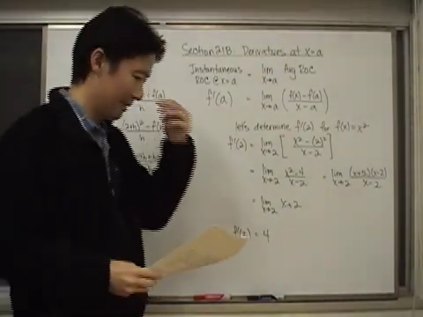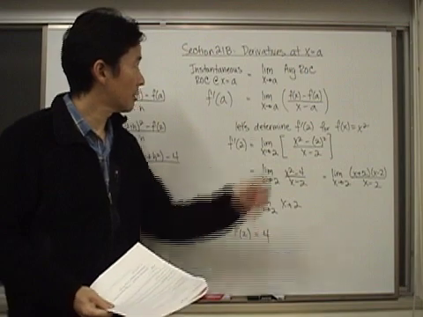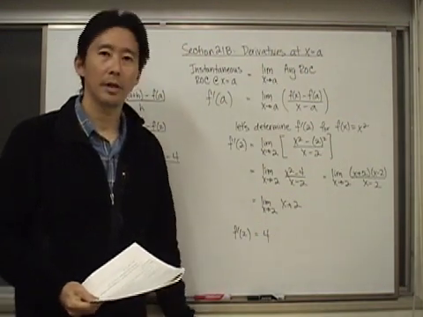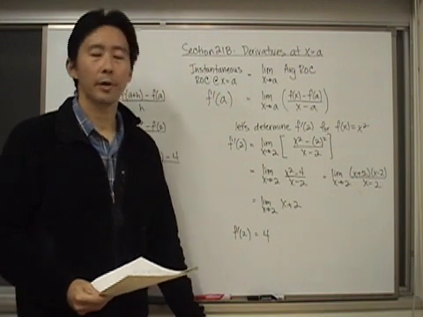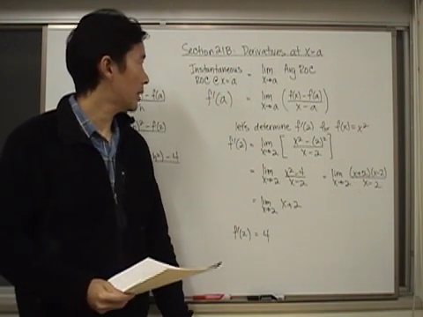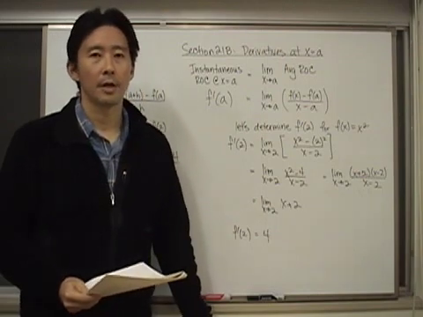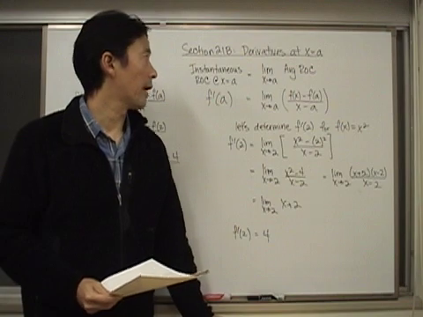Alright everyone, let's take a look at section 21B, which is called derivatives at x is equal to a. Now in this section, what we're going to be doing is more or less just practicing how to determine the instantaneous rate of change for a function at a particular value on the graph.